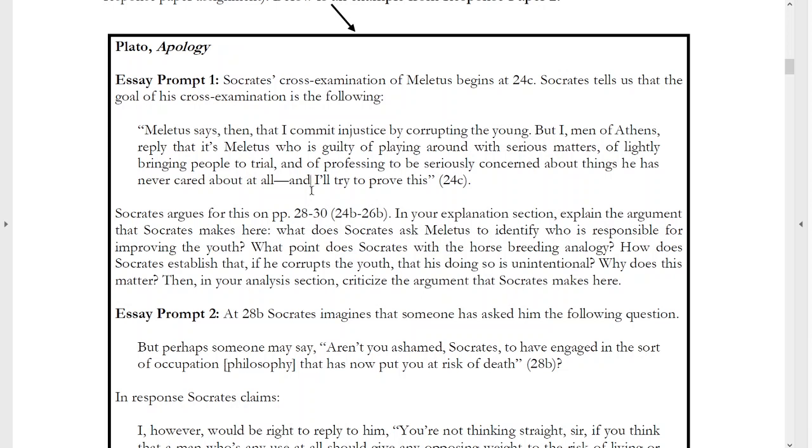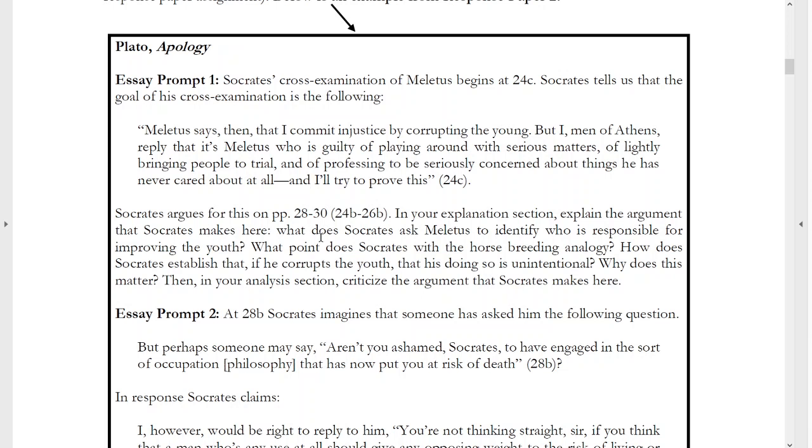Now, one thing you'll often see in these prompts is that I provided some questions for you to help you accomplish this task, to help you explain the argument. So, for instance, it says, in your explanation section, explain the argument Socrates makes. What does Socrates ask Meletus to identify?